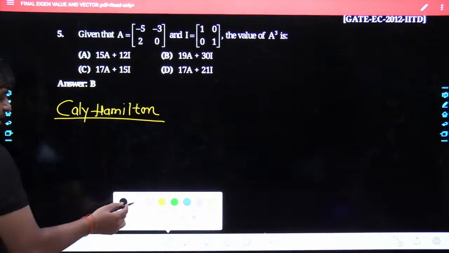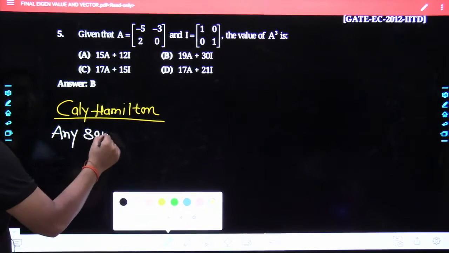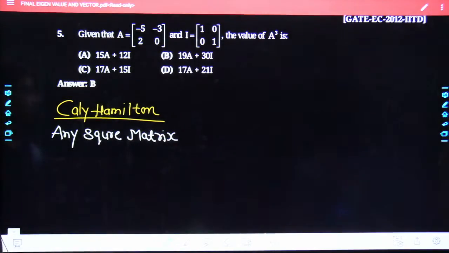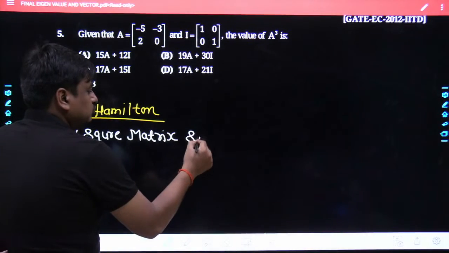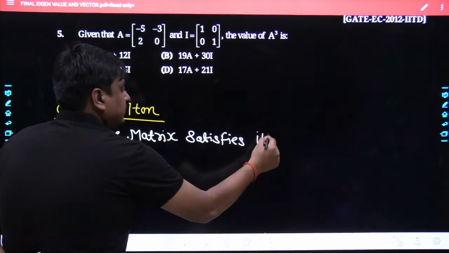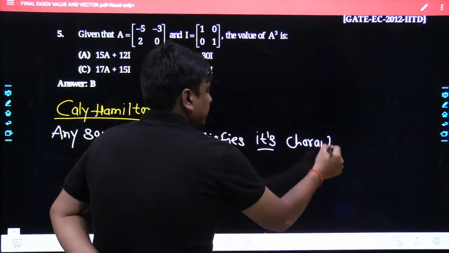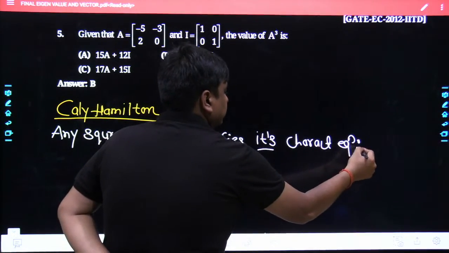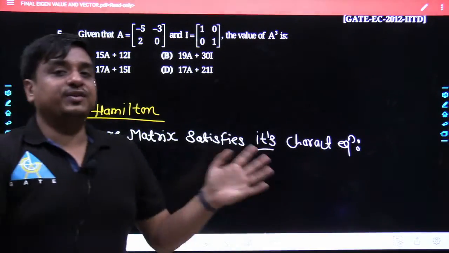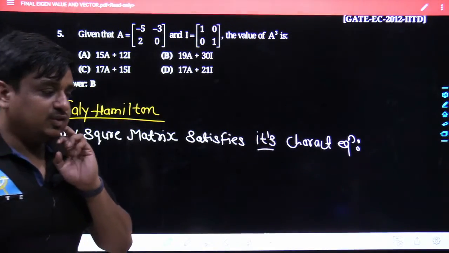Any square matrix satisfies its characteristic equation. Any square matrix satisfies its characteristic equation always, always.